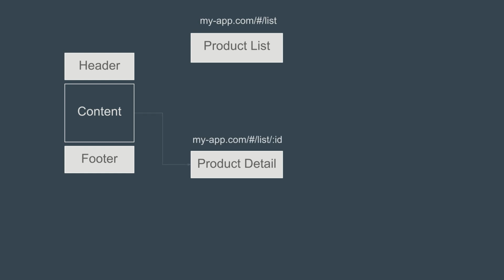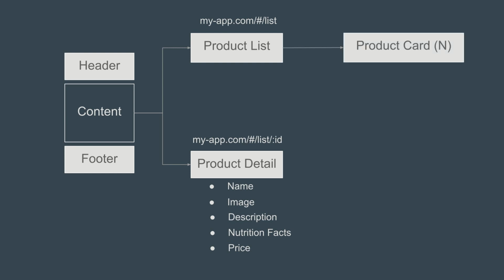The product detail only needs to show all the information of a product such as the name, image, description, nutrition facts, and a price. But the product list needs to show several products at a time, so we may need another component like a product card that could be repeated several times inside the product list. And the product list should allow us to filter the products by name. That means that the product card should only show the name, an image, and the price of the product.